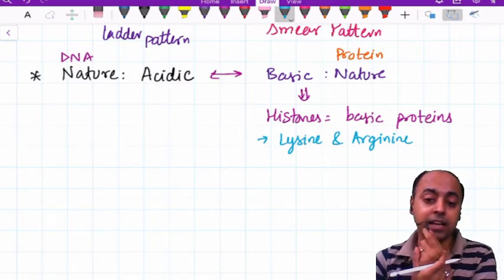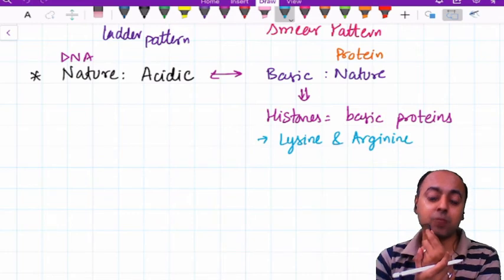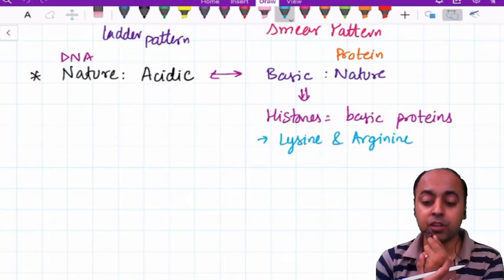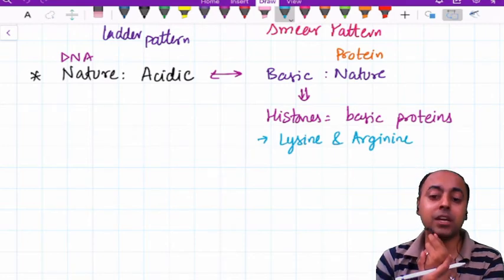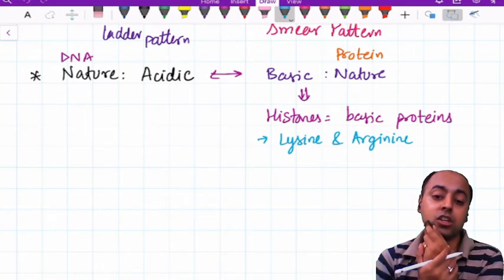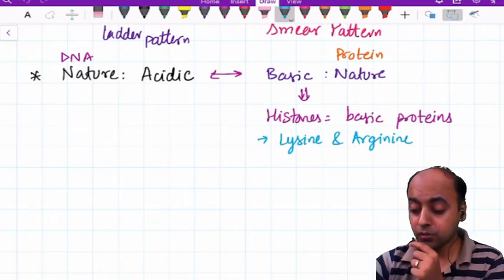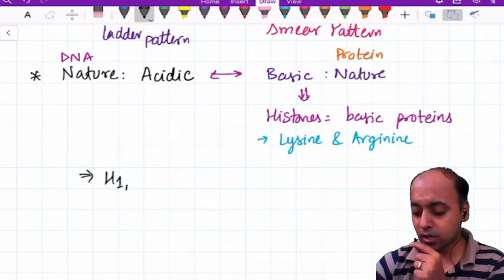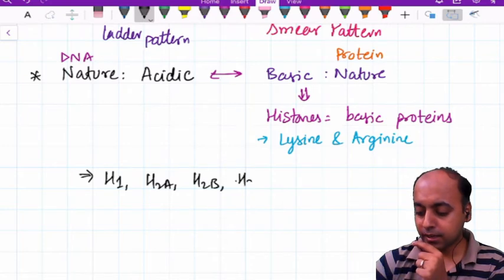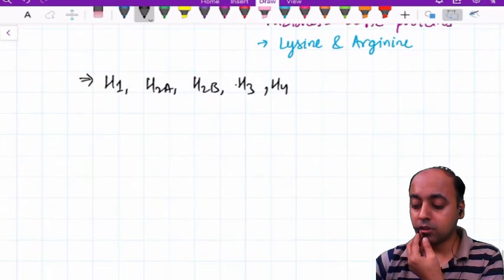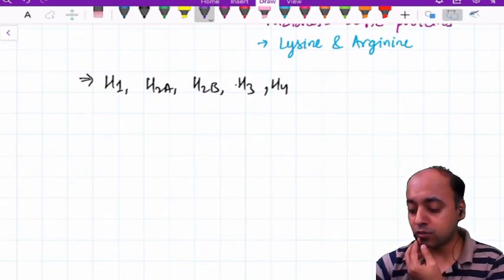Please note that histidine is not present in significant amounts within the histones. Mainly it is the lysine and arginine which is responsible for the basic nature of the histone proteins. We already mentioned the different types of histones: H1, H2A, H2B, H3 and H4.